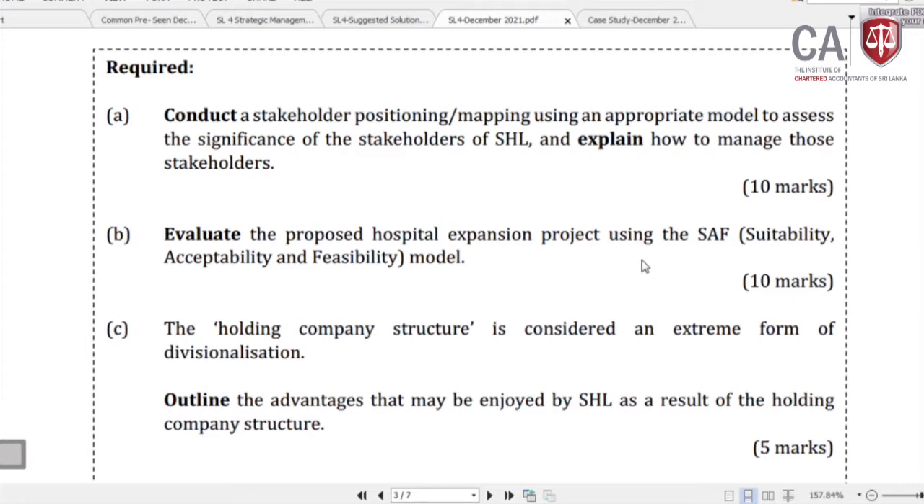Conduct a stakeholders positioning mapping using an appropriate model to assess the significance of the stakeholders of SHL and explain how to manage those stakeholders. So, part A of the question is based on stakeholders. Right, here the action verb given is conduct.